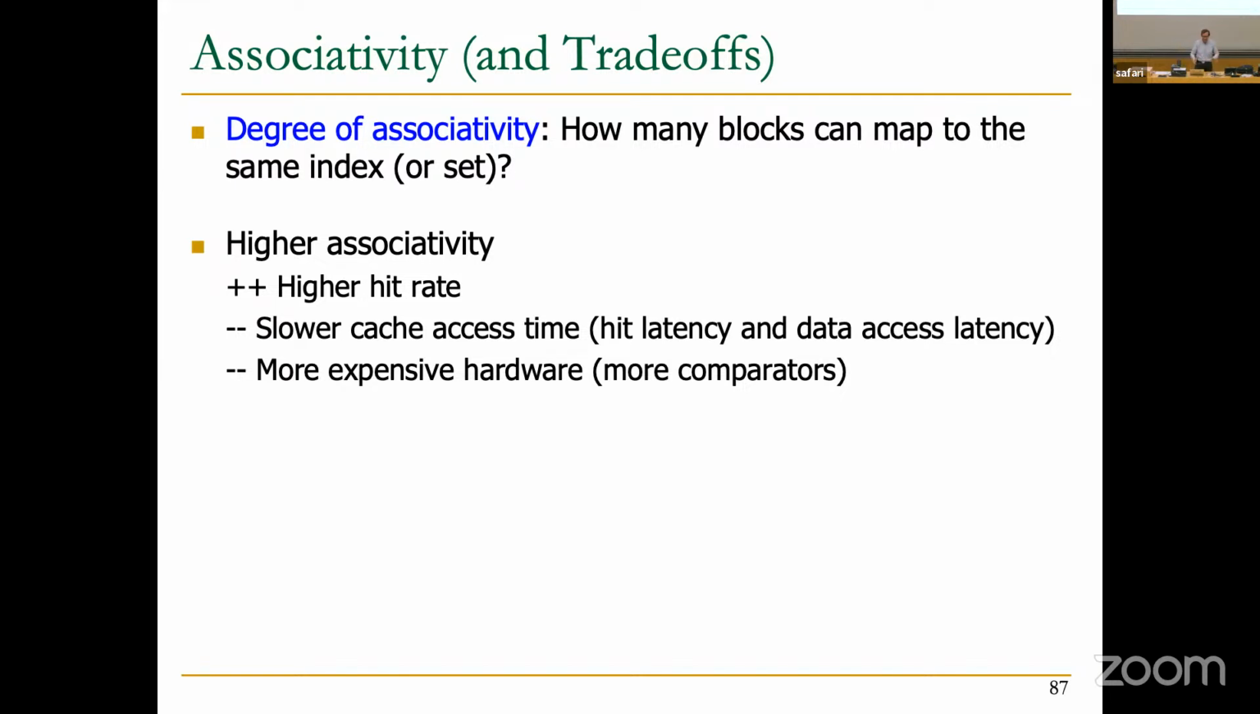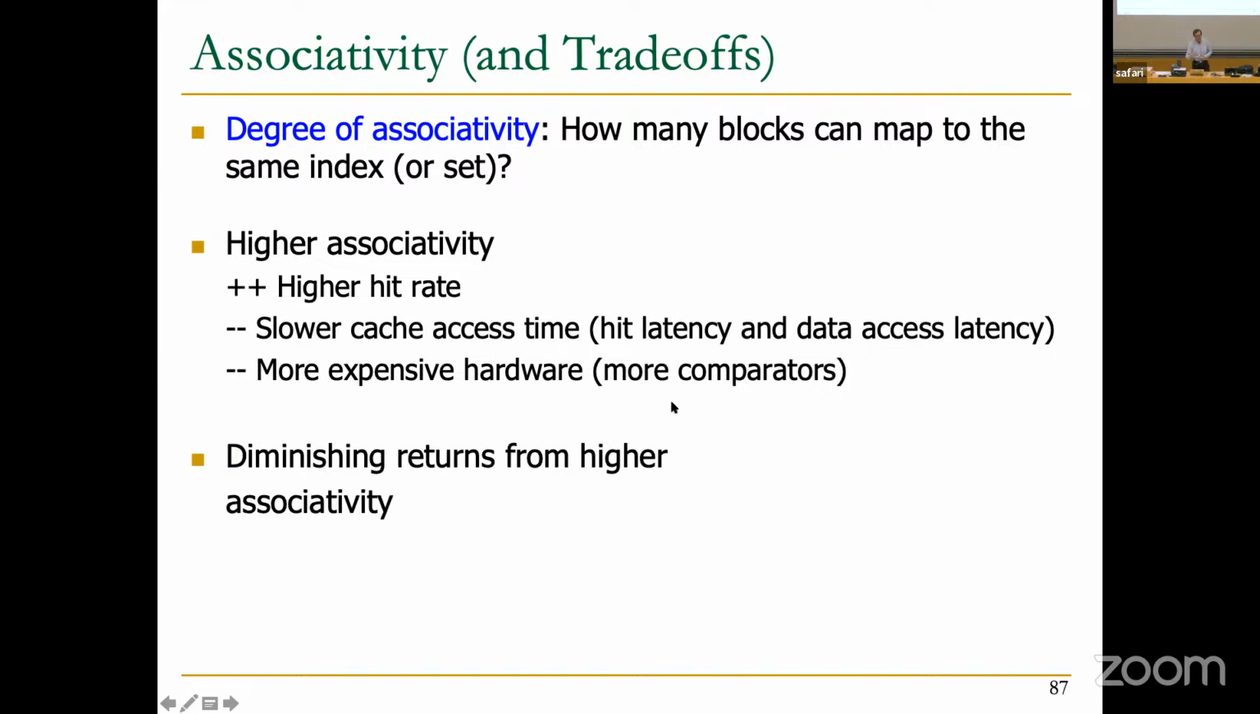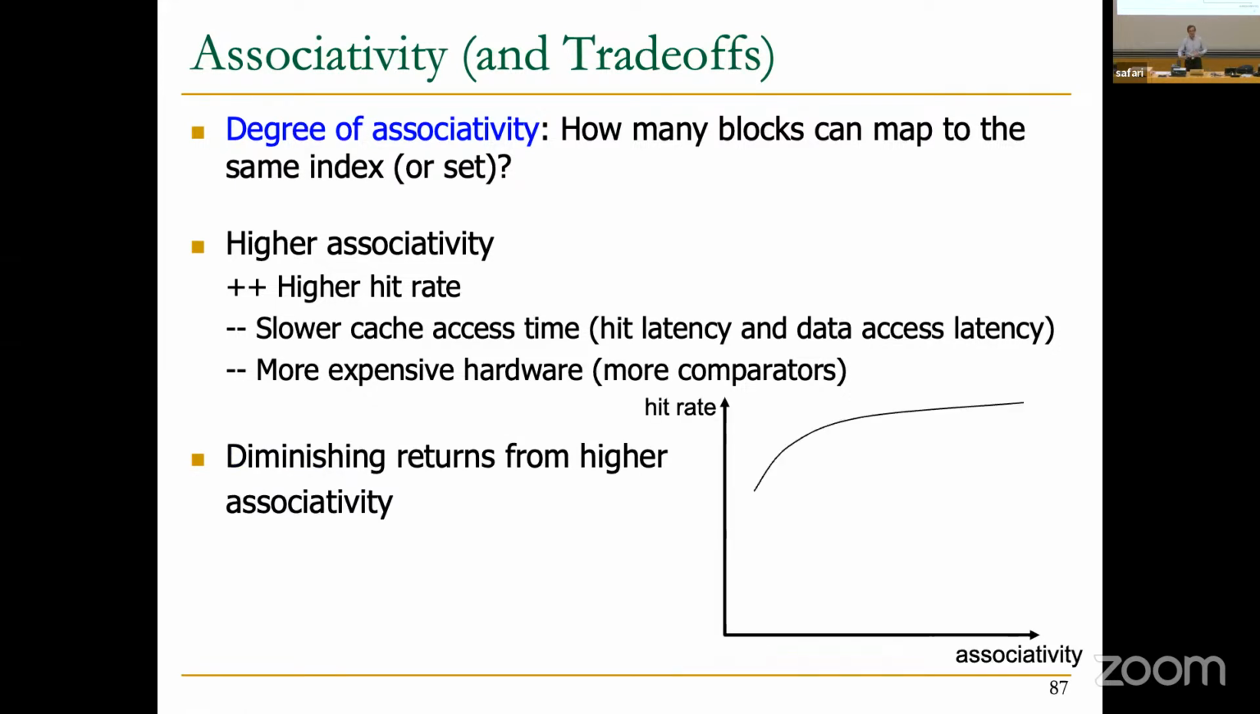But in general, averaged across many workloads, you get a higher hit rate. But you also get slower cache access time, both hit latency and data access latency, and you get more expensive hardware, more comparators. It doesn't come for free. And people have shown that you get diminishing returns from higher associativity. Across many workloads, you get a curve that looks like this. And this is a perfect industry slide because you don't have any numbers on either axis. It's a terrible scientific slide, as you can see. But I'm just showing you the shape of the curve, not real numbers.